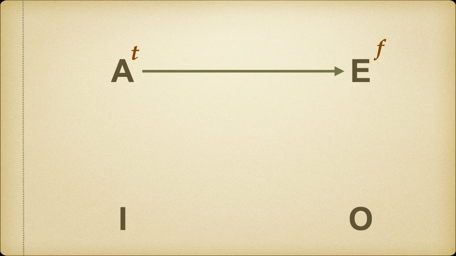So if A is true, E must be false. Now what about the opposite position? Suppose it's true that no dogs have tails. Then it must be false that all dogs have tails. Universal propositions of different qualities cannot both be true simultaneously.